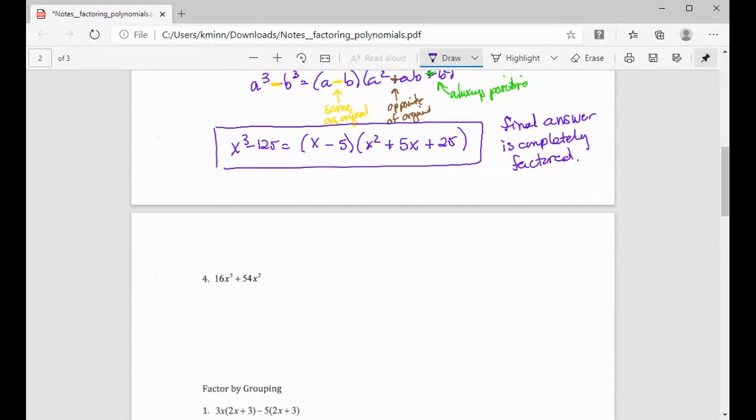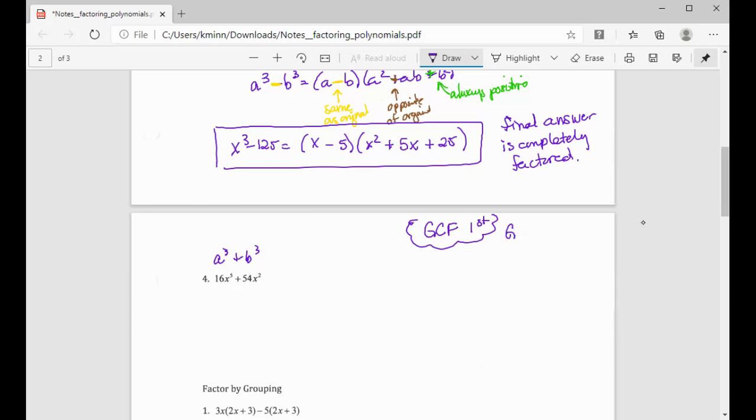16x to the 5th plus 54x squared. This is now the sum of cubes, right? This is a cubed plus b cubed. Off to the side, you may want to write out your a, what a equals, b equals, a times b, and of course b squared if you wanted to. But first and foremost, we should always, always, always be looking for our GCF first. Is there a GCF in this pattern? And the answer to that is yes.